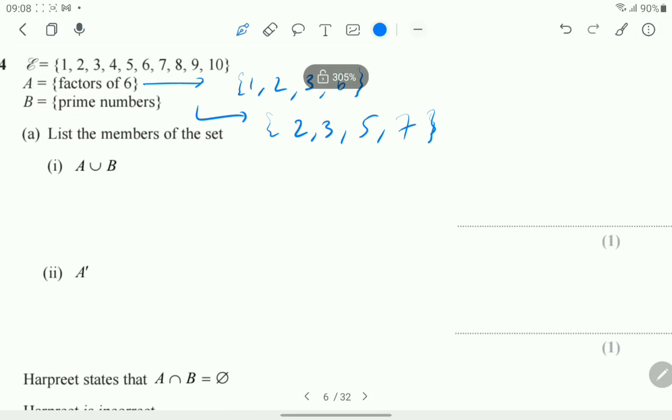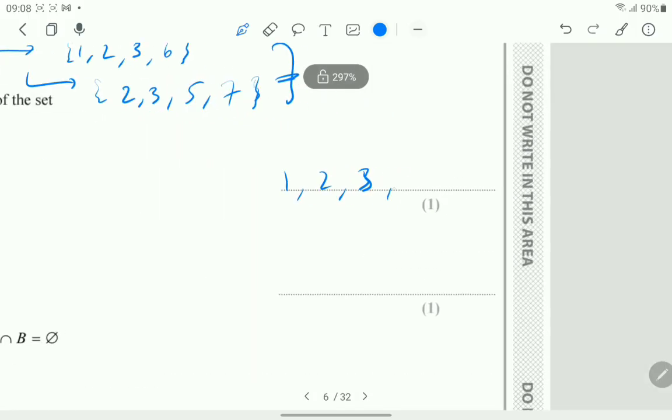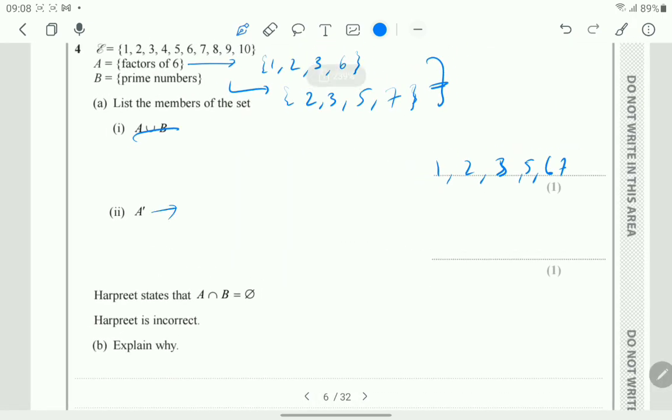So we need to write A union B, which means we have to write all of these without repeating them, of course. So 1, 2, 3, and 5, 6. Oh, sorry. Make sure you write it in order. 5, 6, 7. So this is our answer.